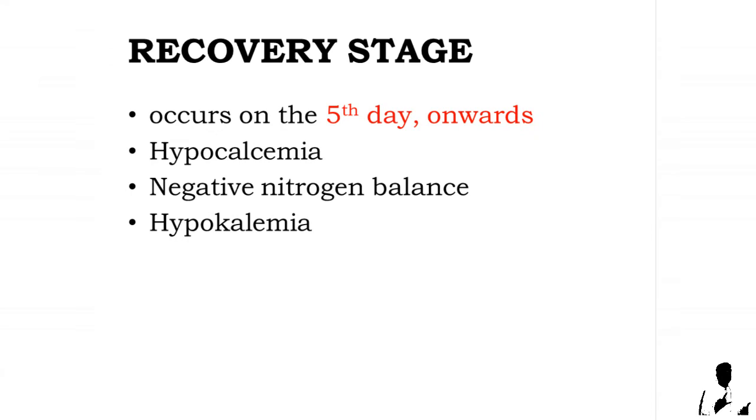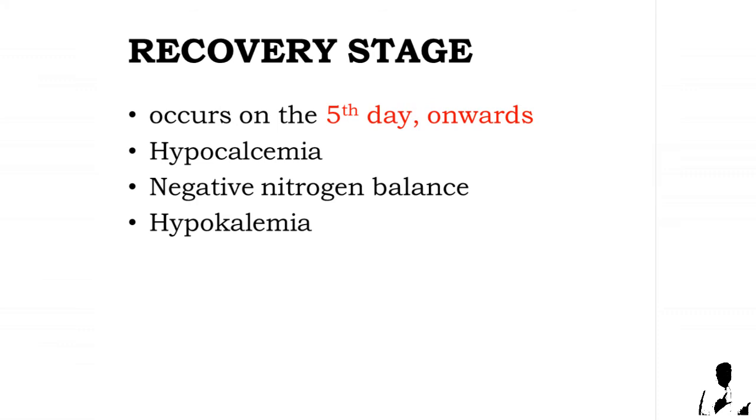And 3. The third stage of burns is recovery stage. This occurs on the 5th day onwards. The following problems occur during this time: hypocalcemia. This results from loss of calcium in the exudates. It is also due to utilization of calcium in the granulation tissue or scar formation in the areas of burns. Next is negative nitrogen balance. In stress-like burns, there is increased protein catabolism. Protein demands are increased for healing, and protein intake may be inadequate. And lastly, hypokalemia. Potassium has shifted back into the cells.